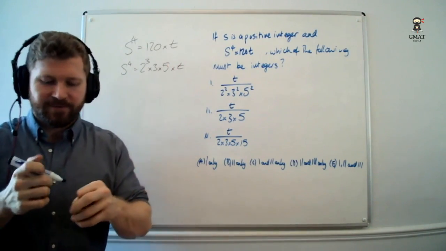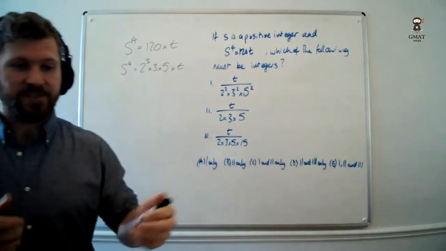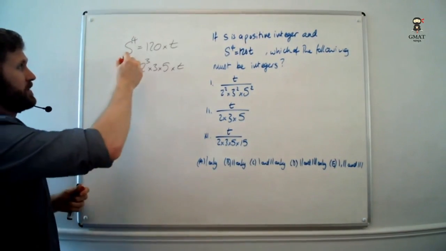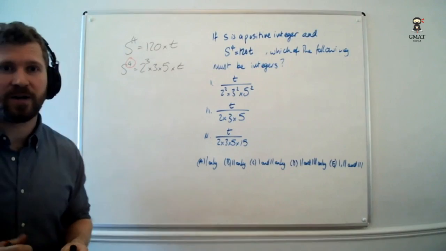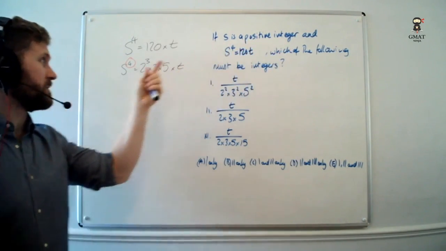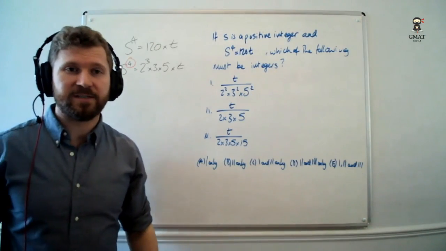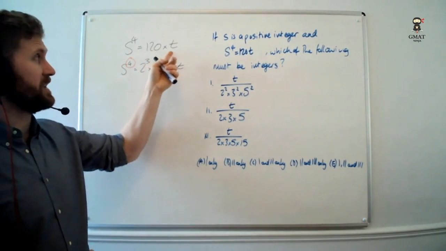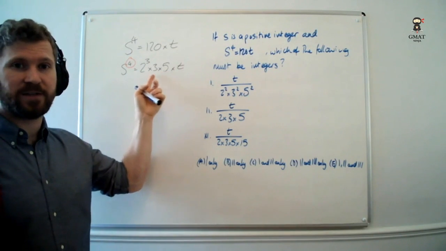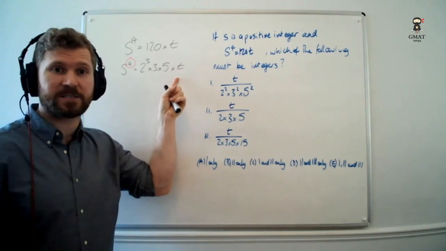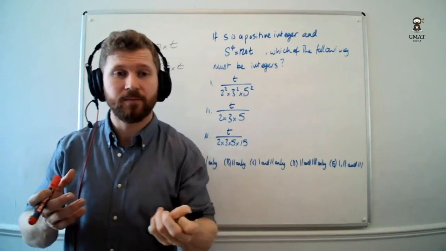Right, so once I've got the prime factors of 120, you might be wondering, well, how does that help? Where is this going? The important clue in this question is that we've got s to the power of 4. We know s is a positive integer. We've taken that positive integer, raised it to the power of 4, and we are told that that is equal to 120 times something. Prime factorized it. s to the power of 4 equals 2 cubed times 3 times 5 times something. Don't know what t is.